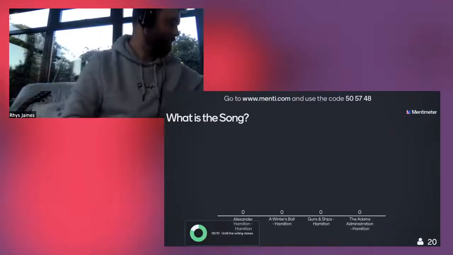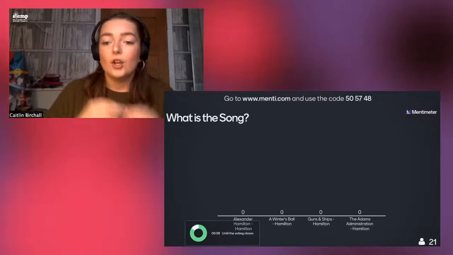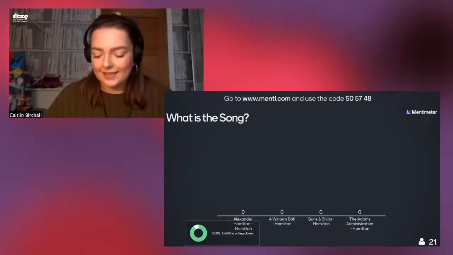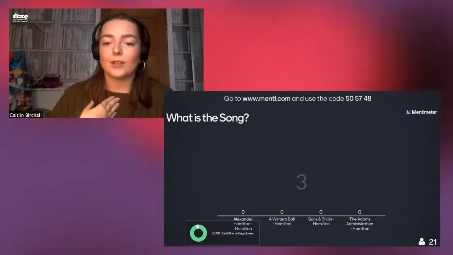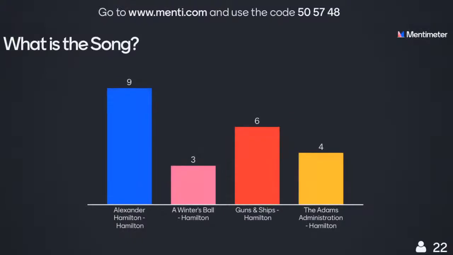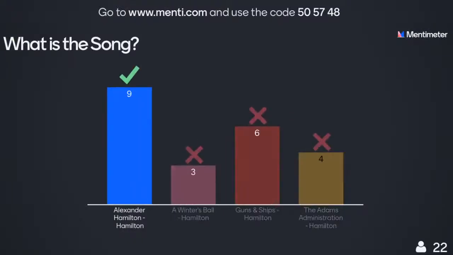I actually wrote to Lin-Manuel Miranda and said, listen, Lin, scrap the pit band. I'll do it vocally, all of it. So if you get some tickets to the West End for next year, you won't see that because he didn't say yes. And look at that.